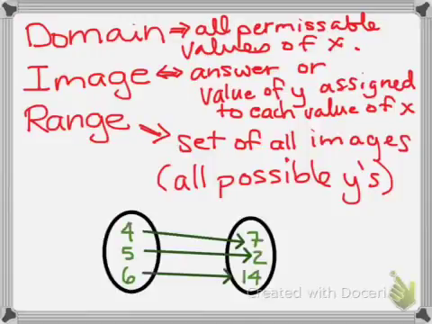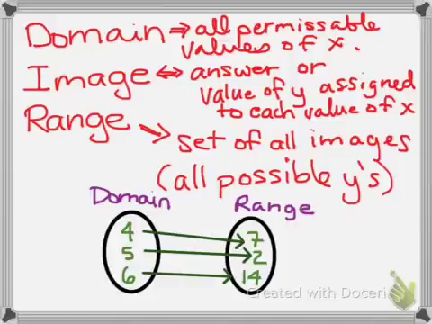So here's an input-output machine. If we input 4, we get 7 out. If we input 5, we get 2 out. If we input 6, we get 14 out. Our domain is 4, 5, and 6. Our range is 7, 2, and 14. And our images are the individual parts of the range. So for example, 7 is an image of 4. 2 is an image of 5, and 14 is an image of 6.